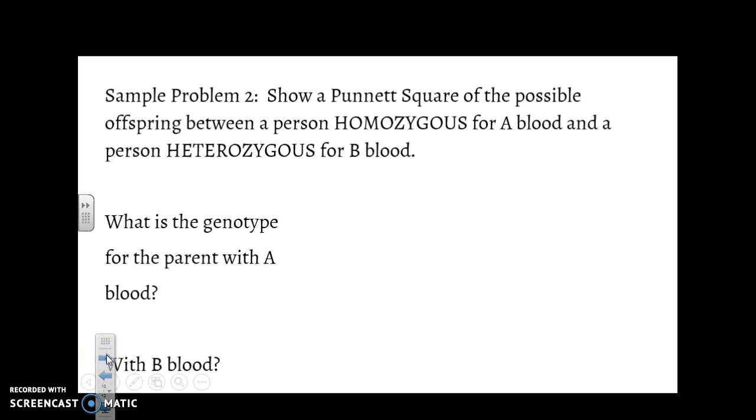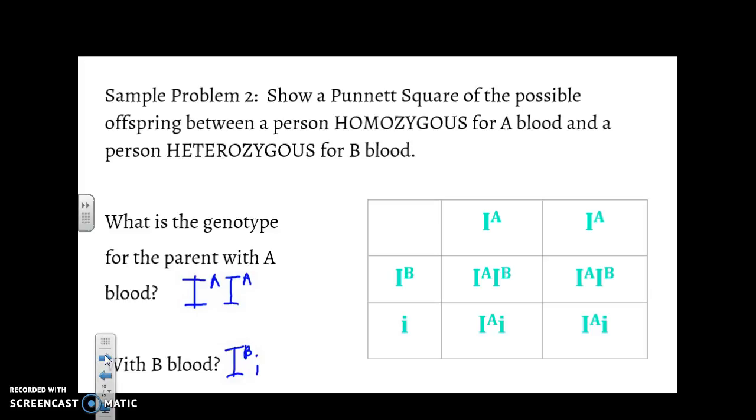Show a Punnett square of the possible offspring between a person homozygous for A blood and a person heterozygous for B blood. So homozygous for A blood would be I^A I^A. What about with B blood? Heterozygous for B blood, what would it be? I^B little i. So we look at our Punnett square. And again, if we were doing our genotypic ratio, you'd have 2 I^A I^B to 2 I^A little i's. Or our phenotypic ratio would be 2 people with AB blood to 2 people with A blood. And that, of course, reduces to 1 to 1.